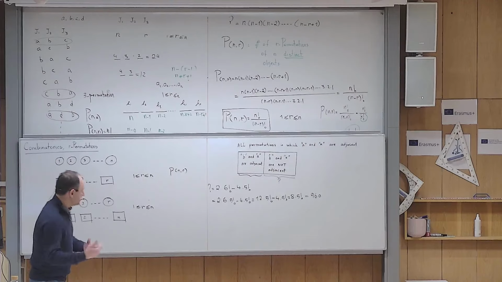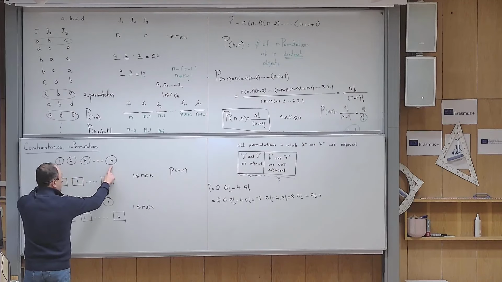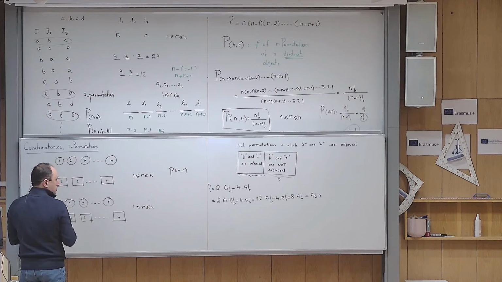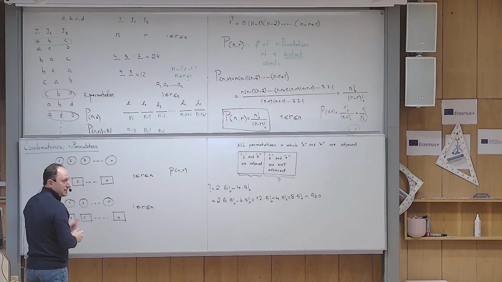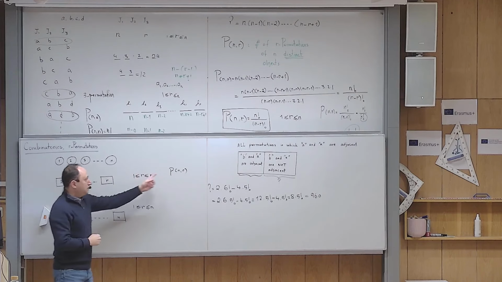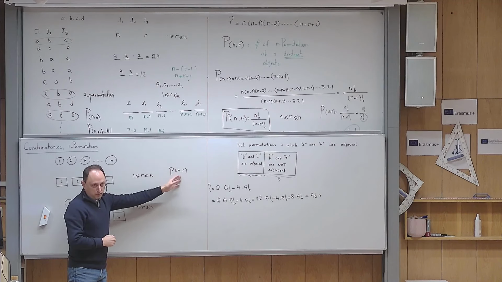So let me just review. Here, I have more marbles than boxes. I want to distribute these marbles inside these boxes so that in each box there is exactly one marble. I am claiming the answer is this. We come back to it if you don't understand it.